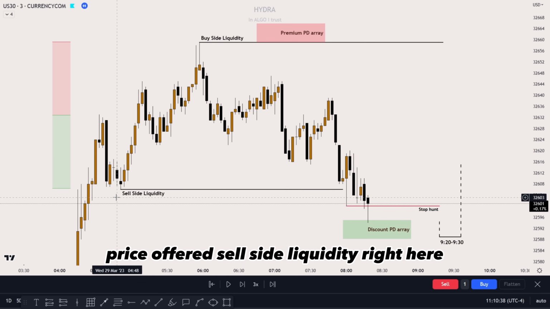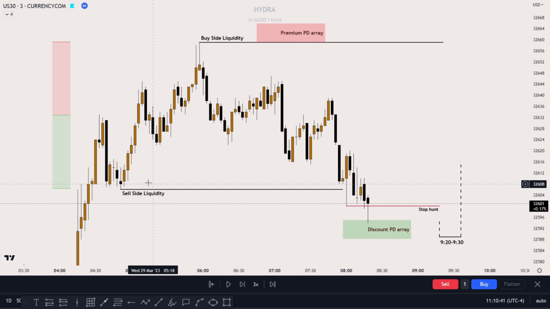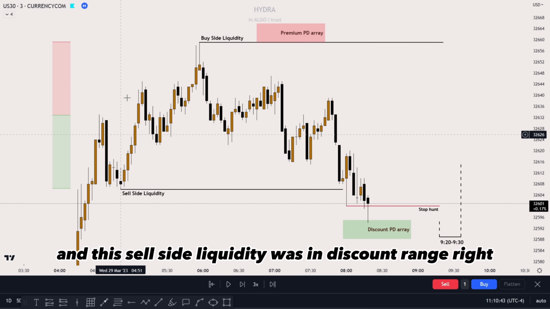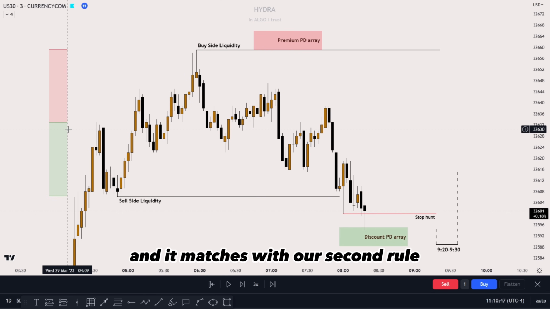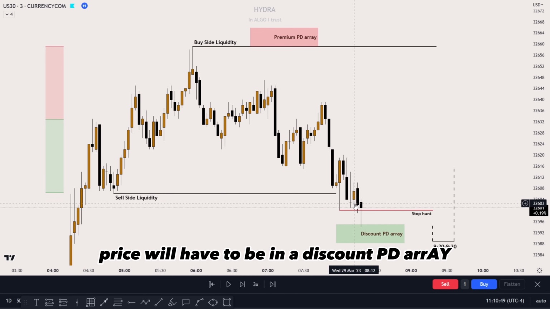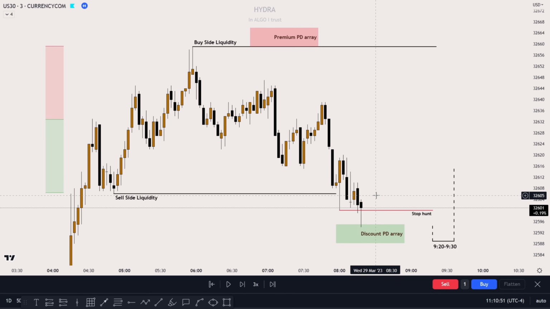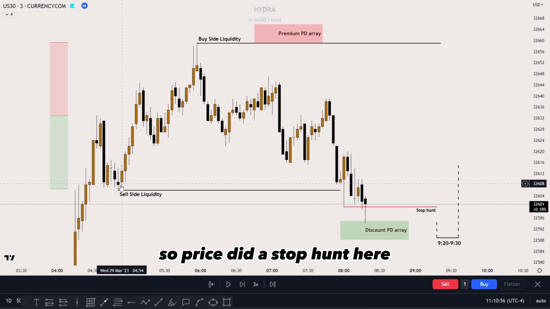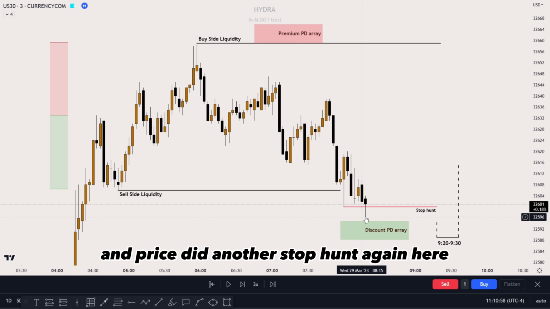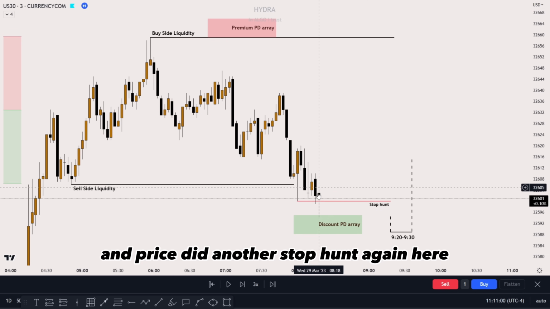Price came down, price offered sell side liquidity right here, and this sell side liquidity was in discount range, right? And it matches with our second rule. Price will have to be in a discount PD array if we are looking for long trade ideas, right? So price did a stop hunt here, and price did another stop hunt again here.